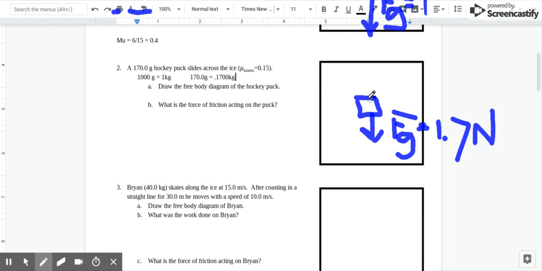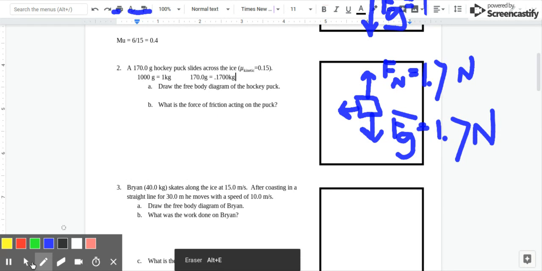Okay. It's going across the ice. So we have normal force, and that's going to be equal and opposite to the force of gravity in this situation because there's no other vertical forces. Then again, I'm going to pretend the puck is moving to the right, so we have force of friction going to the left. Now we have to do some calculations before we can get that. So let's do that calculation.